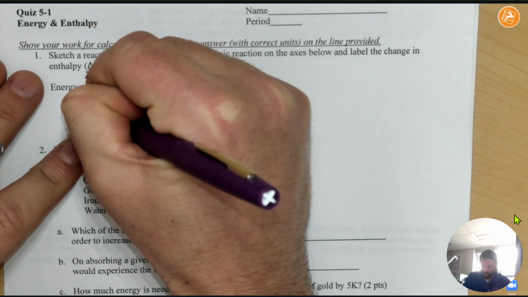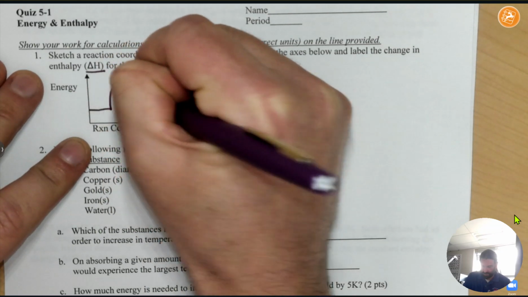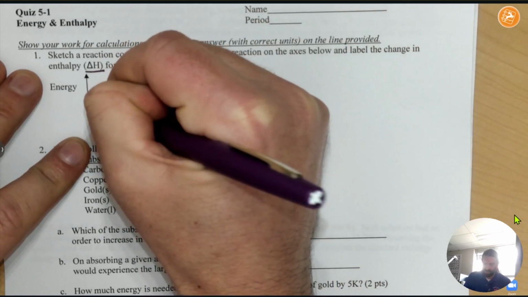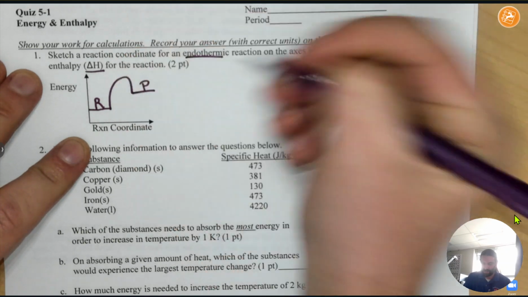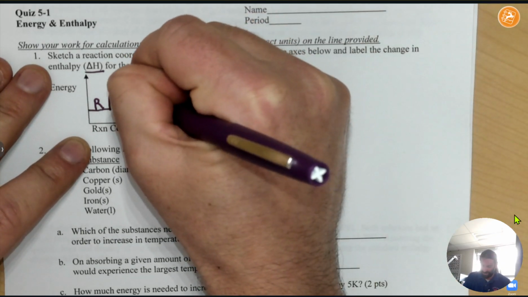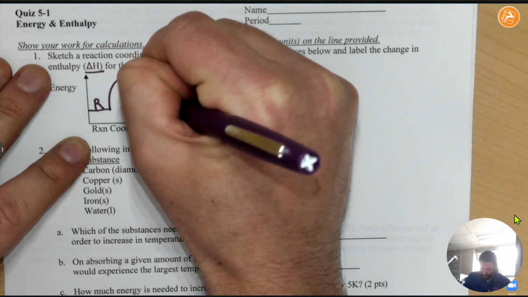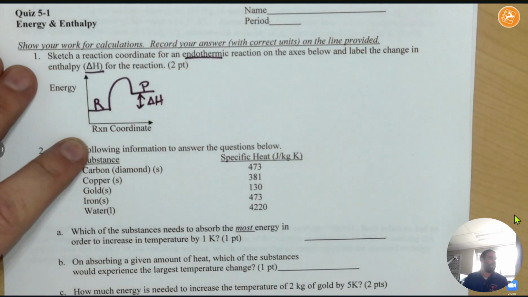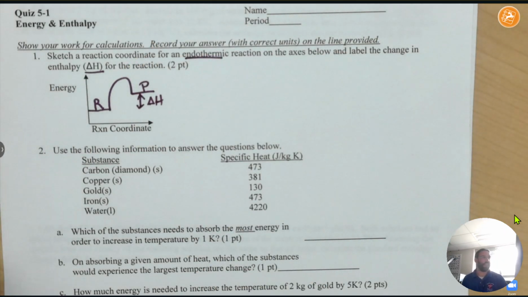So, these are our reactants, that's our product. Okay, so this is E delta H. Most of you got that, so I'm not going to spend any more time on that.